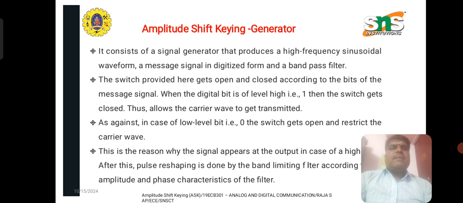When the digital bit is of high level, that is 1, the switch gets closed and thus allows the carrier wave to be transmitted. As against this, in case of low level, that is bit equal to 0, the switch opens and restricts the carrier wave. This is the reason why the signal appears at the output only in case of high. After this, pulse shaping is done by the band limiting filter according to the amplitude and phase characteristics of the filter.